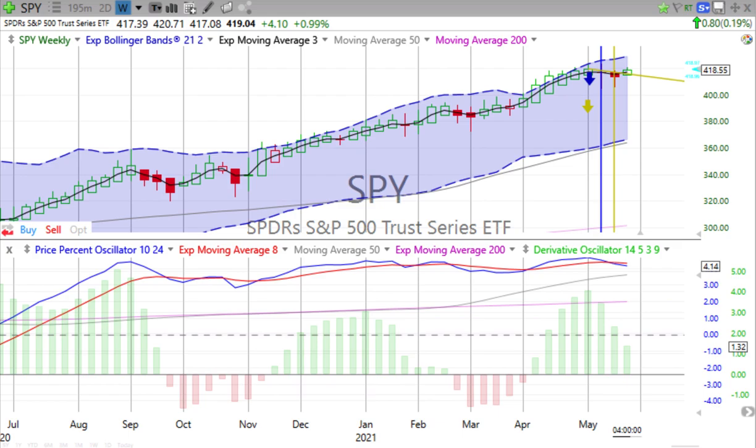Let's jump into these charts. Stocks are up for the day. Bonds and gold down the same amount, 0.17%. Bitcoin up some. How do we see this week shaping up so far?